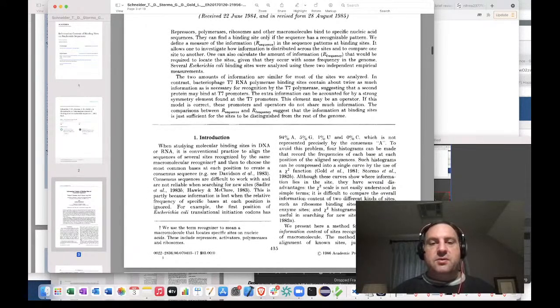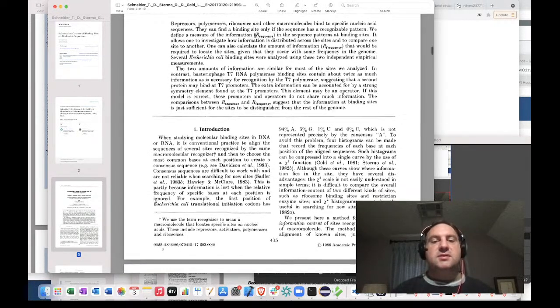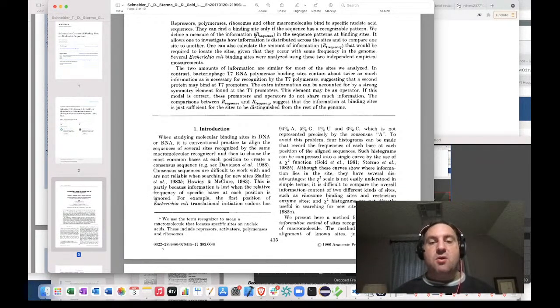Repressors, polymerases, ribosomes, and other macromolecules bind to specific nucleic acid sequences. They can find a binding site only if the sequence has a recognizable pattern. We define a measure of the information, R sequence, in the sequence patterns at binding sites. It allows one to investigate how information is distributed across the sites and to compare one site to another.